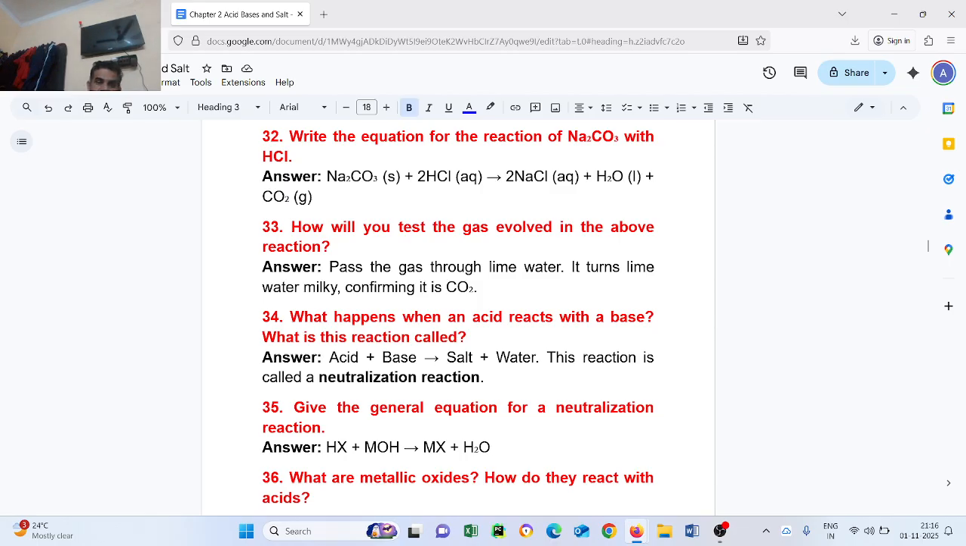Question number 35. Give the general equation for the neutralization reaction. HX plus MOH gives MX plus H2O.